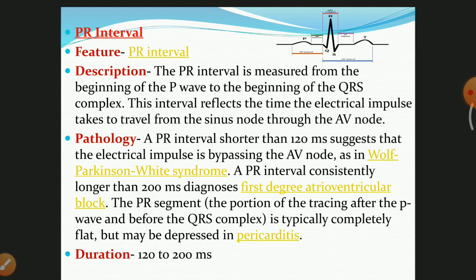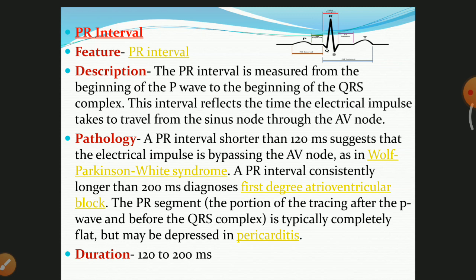A PR interval consistently longer than 200 milliseconds diagnoses first-degree atrioventricular block. In atrioventricular blocks, there is an abnormality in the transmission of impulses from the atria to the ventricles. That is indicated when the PR interval is longer than 200 milliseconds.